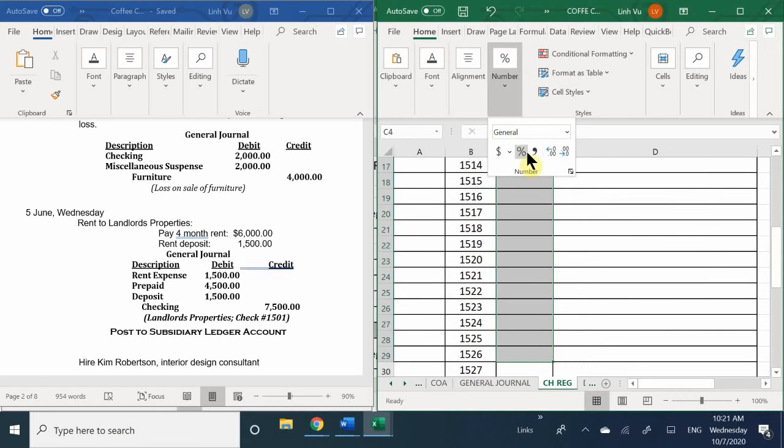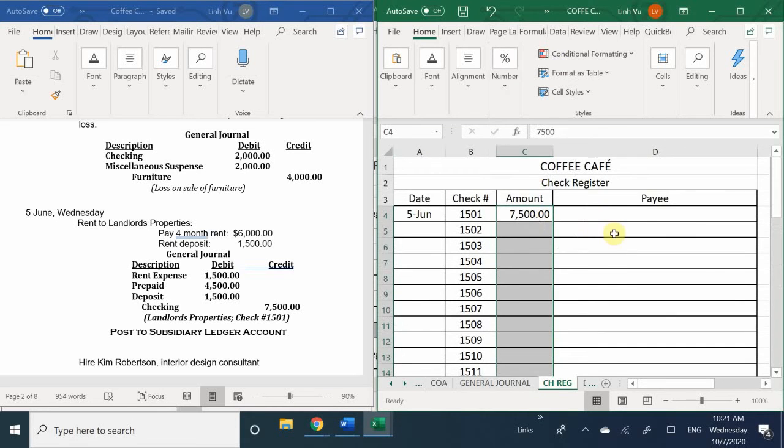Landlord. What's the landlord's name? But that's an interior designer consultant, so that's not it. Where are you looking at? I'm looking at the bottom of that. No. What's the very top? You paid rent to landlord's property. Landlord's properties is going to be who you're writing the check to.